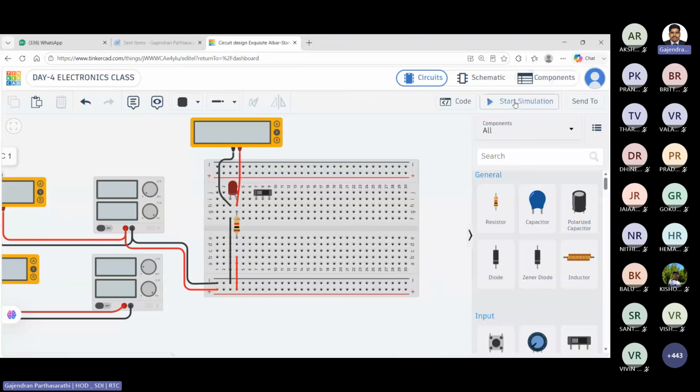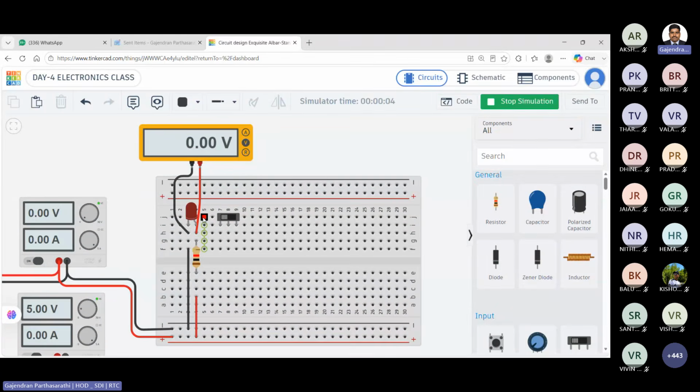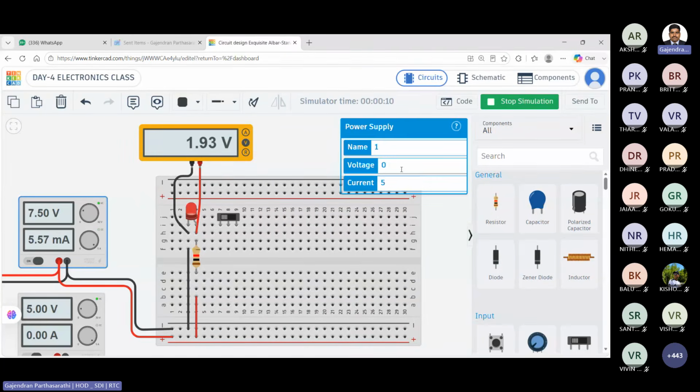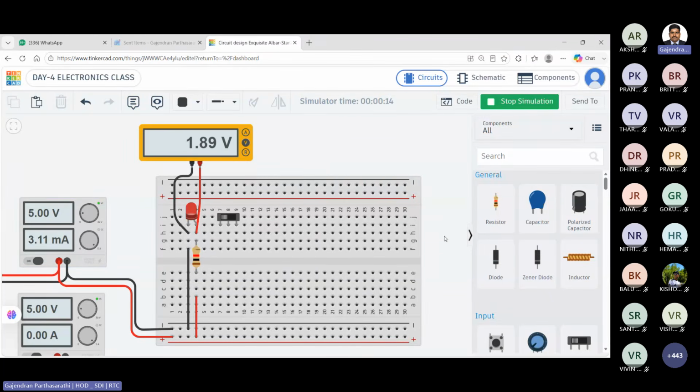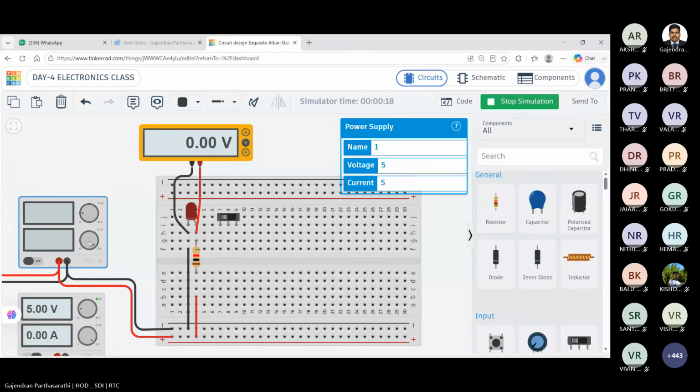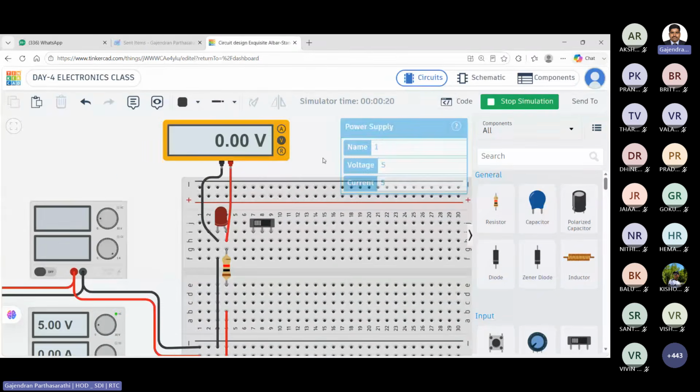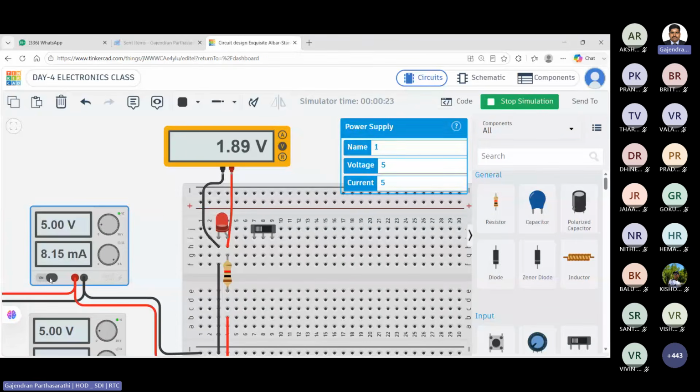So now I'm making my system on. Observe the voltage across the LED alone. Engineer, please observe the voltage across the LED alone. Now I'm going to set the voltage as 5 volt. Please listen. Now I'm making my LED on and off.